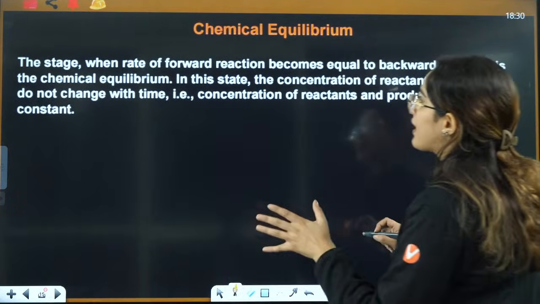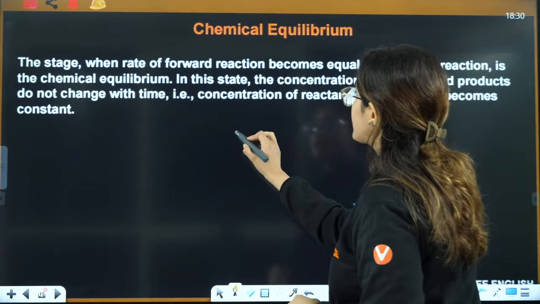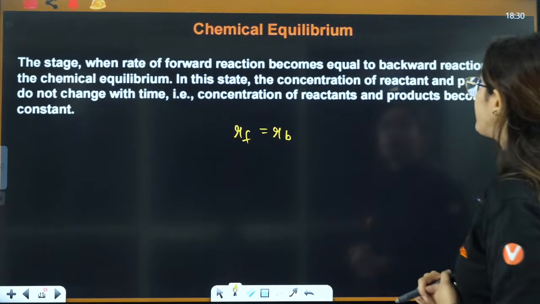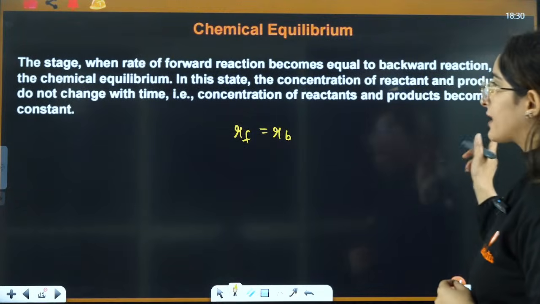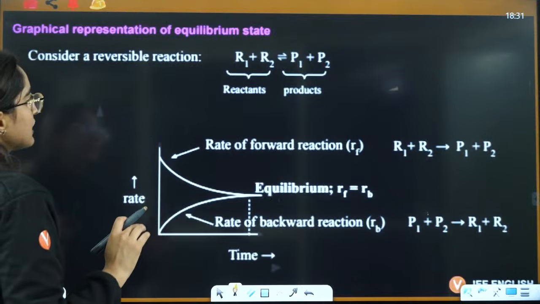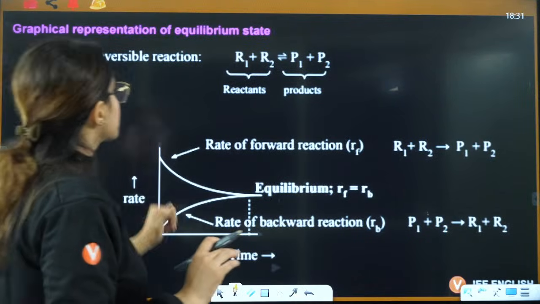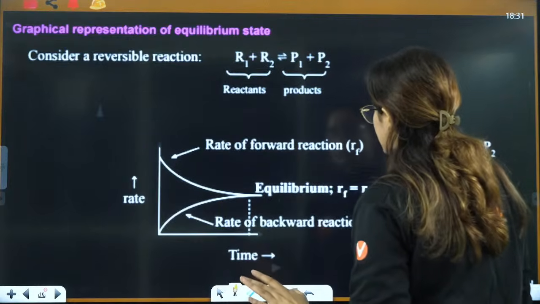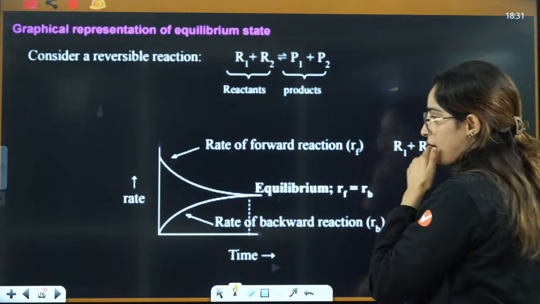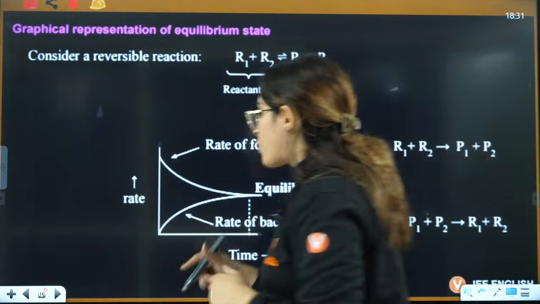So the stage when the rate of forward reaction becomes equal to the rate of backward reaction is called equilibrium. Concentration of the reactant and product becomes constant. Okay, right everybody? Now see this, graphical representation of equilibrium state. If you see this here, this is R1 and R2. These are the reactants, these are the products.